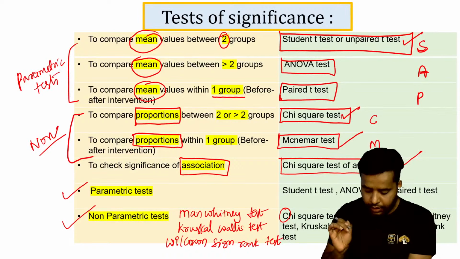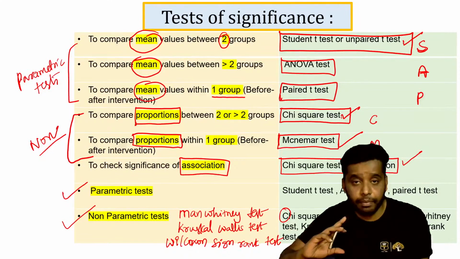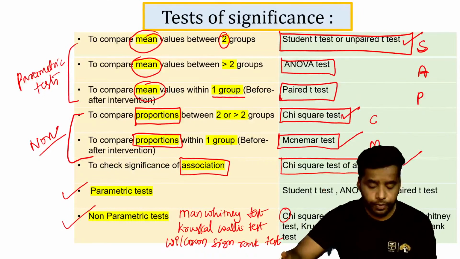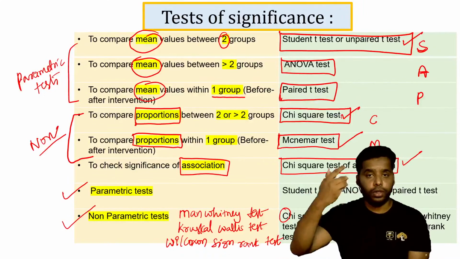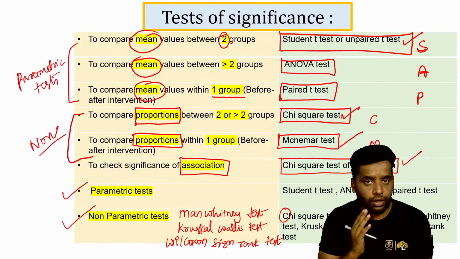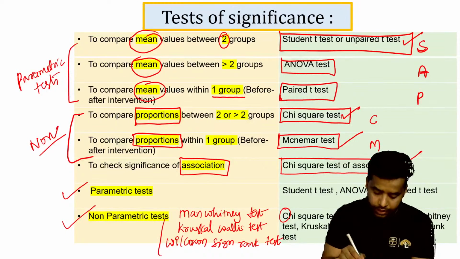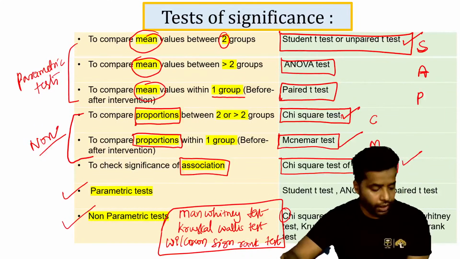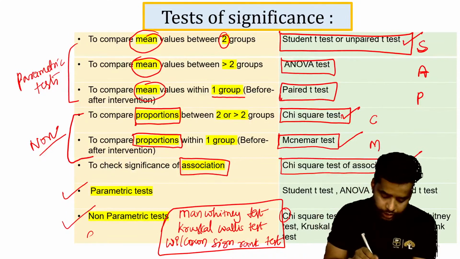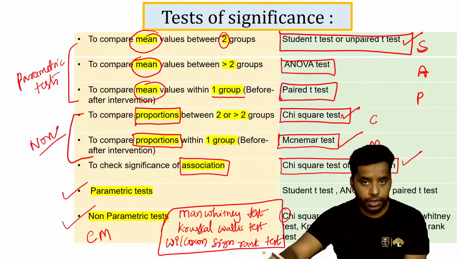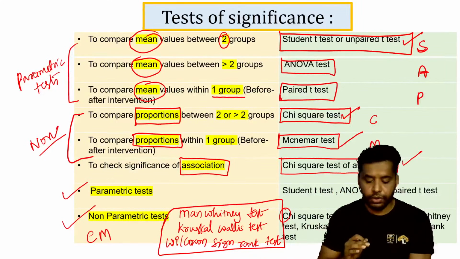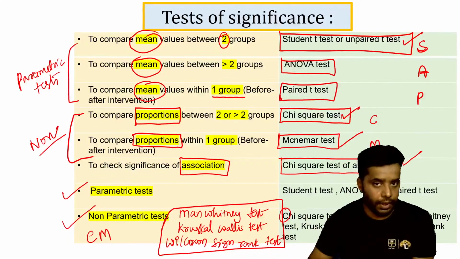So there are three more tests which can be used for comparing median values. Mann-Whitney test for median between two groups, Kruskal-Wallis for median in more than two groups, and for median in one group before and after, Wilcoxon sign rank test. That means non-parametric tests total 5: chi-square and McNemar for proportions, and the remaining 3 for median. These can be used to compare proportions and median values.